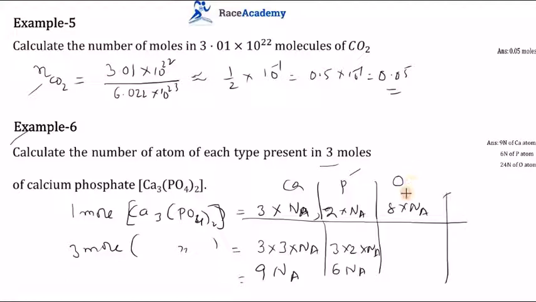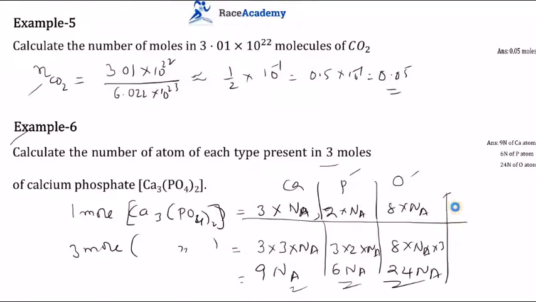Moving on to the oxygen atom calculation, in 1 mole we have 8 into Avogadro number, which will be multiplied with 3, and 3 into 8 is 24. So 24 into Avogadro number of oxygen atoms are present in the 3 moles of calcium phosphate. So in this way, we can calculate the number of particles, particularly atoms of each type, present in 3 moles of calcium phosphate.